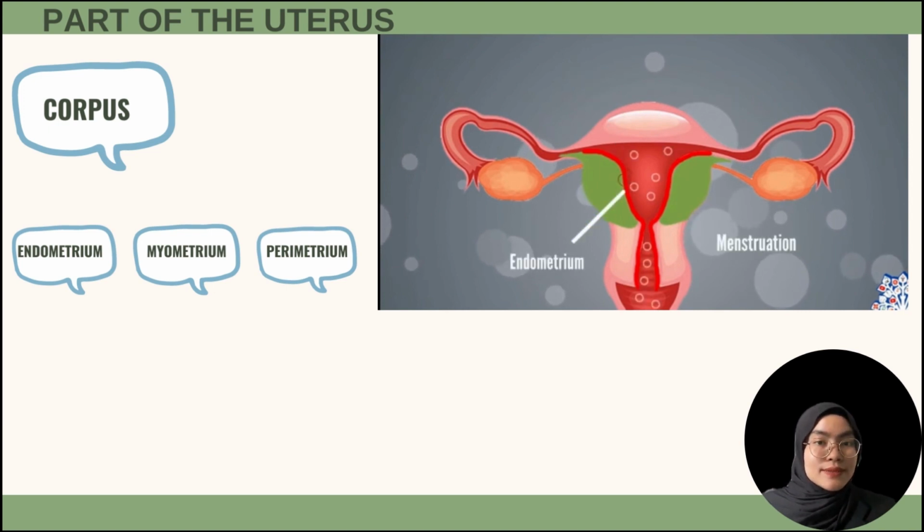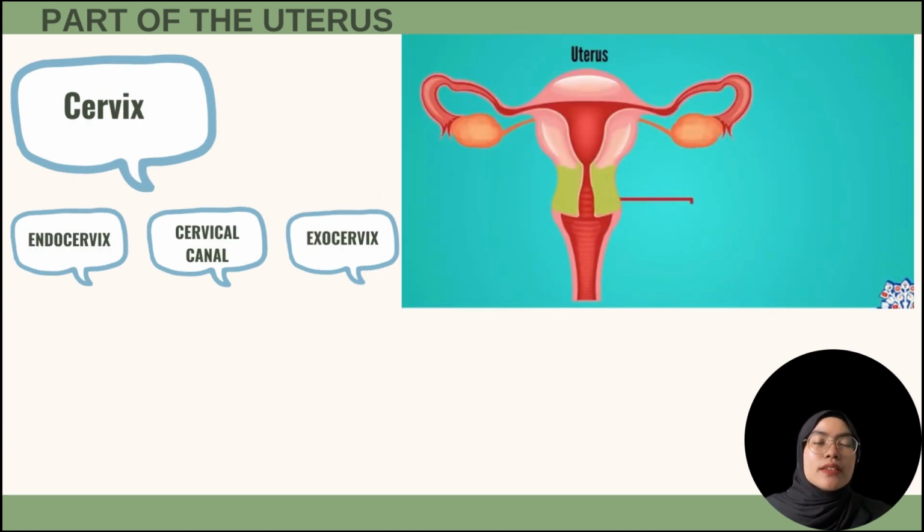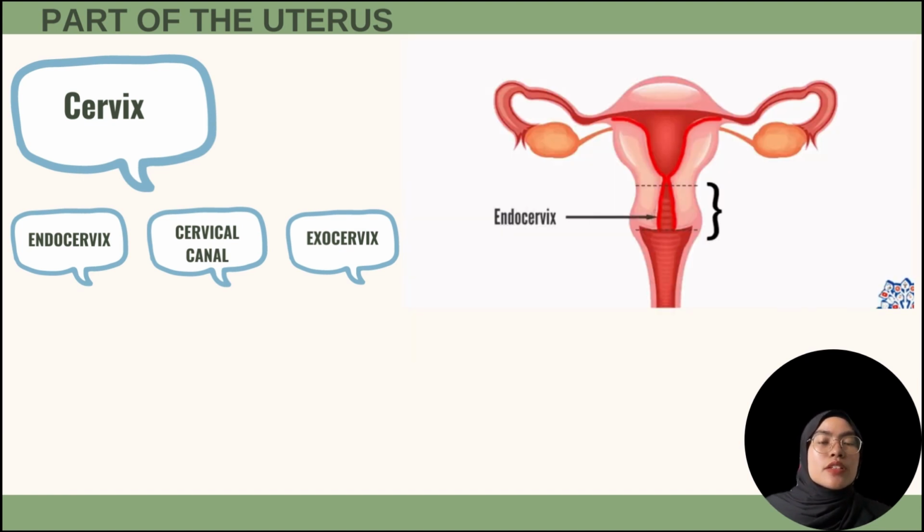The last part of the uterus is the cervix. It is the lowest part of the uterus. It connects the uterus to the vagina. The cervix has three main parts.